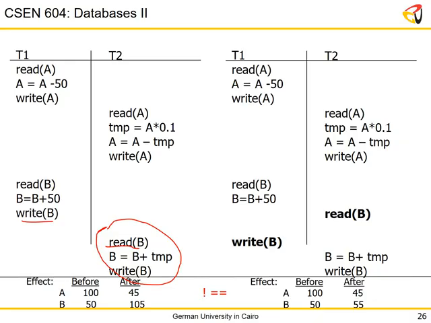We didn't have a chance to do that on the right hand side because the context switch happened a little bit earlier than what we wanted. So the schedule that you're seeing on the right hand side here is not serializable, because there is no serial schedule that will give you 45 and 55. And this is really an inconsistent state in the database.